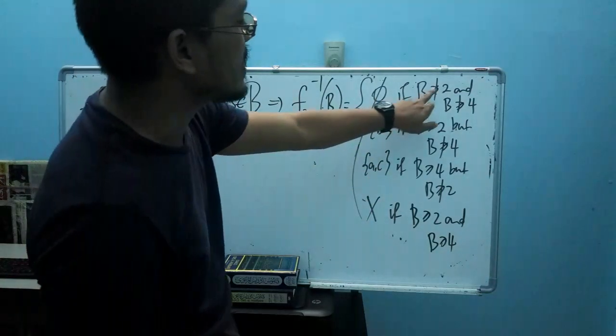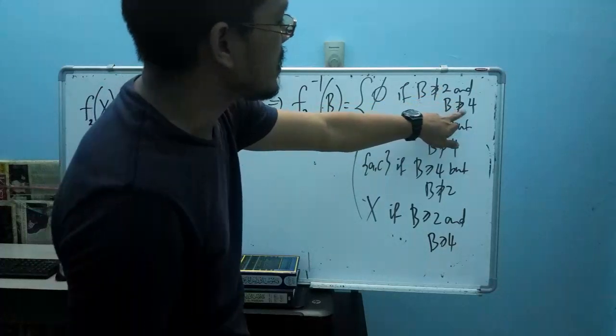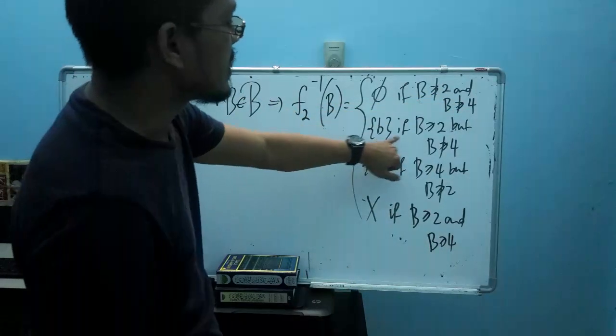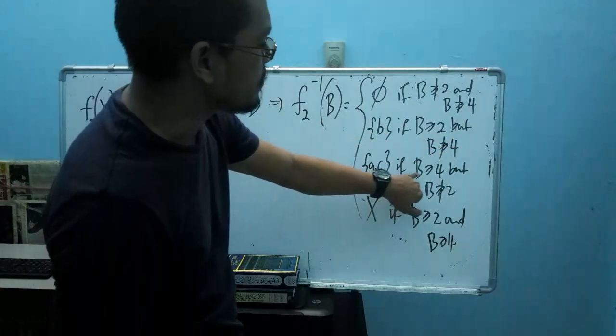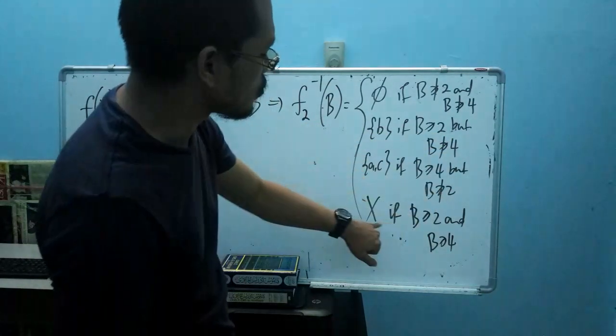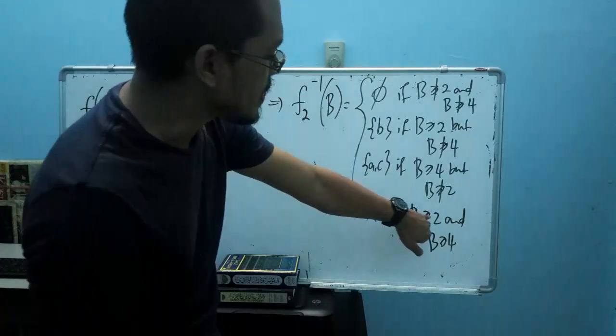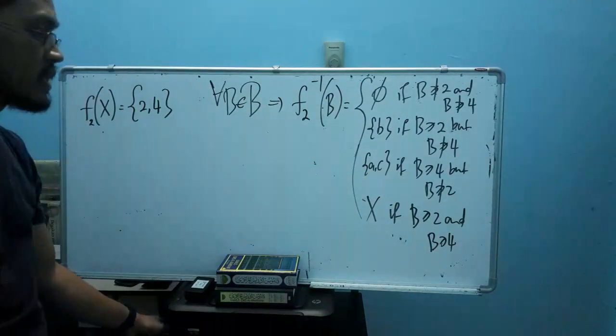Empty set if B doesn't contain 2 and B also doesn't contain 4. B if B contains 2 but B doesn't contain 4. AC if B contains 4 but B doesn't contain 2. And then this one equals X if B contains 2 and B also contains 4.